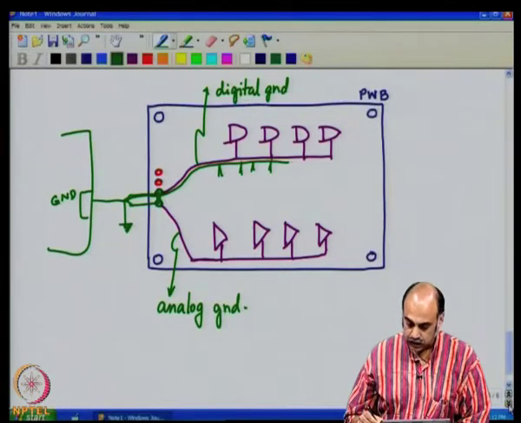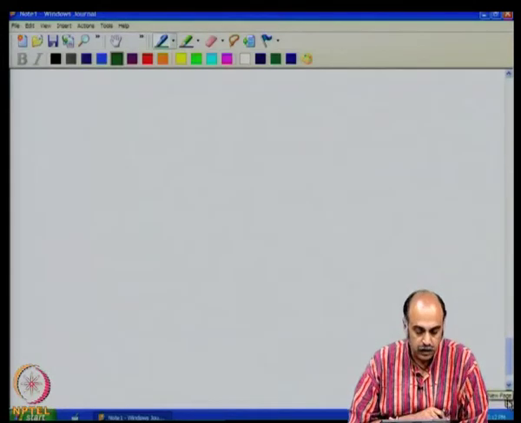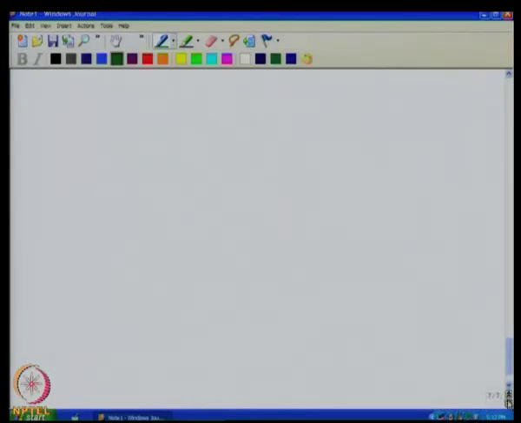So, these are some tips for a good layout and routing design. We shall discuss one more problem which is a major issue in printed wiring boards, and that is called reflections.